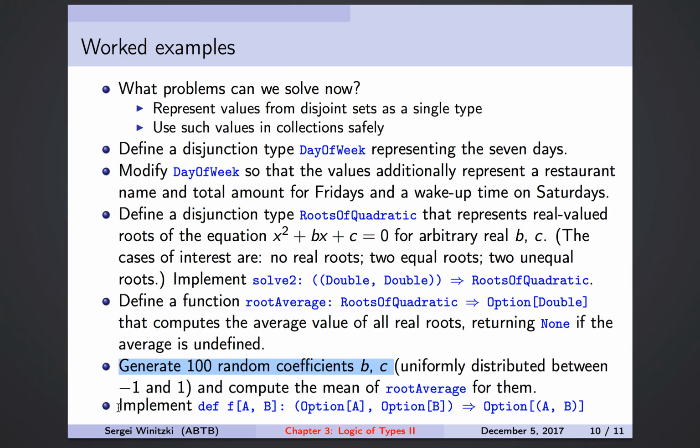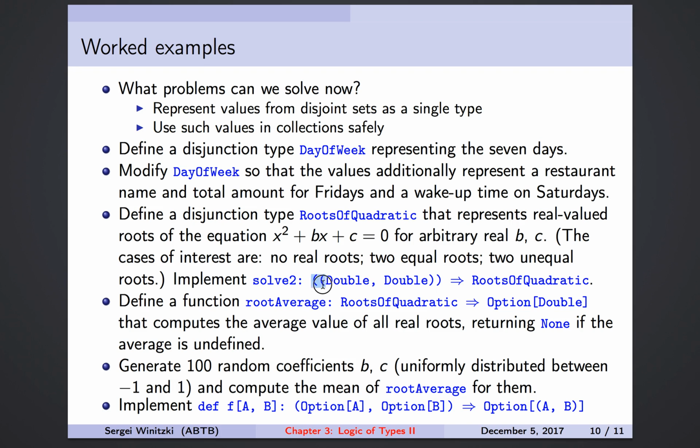The final worked example for this tutorial is slightly different. So far we have been computing things. Now we want to implement a function with a fully parametric type, which is given like this. What does this function do? It takes a tuple of two options and returns an option of a tuple. Now actually I forgot the double parentheses in this type signature. This must be double parentheses, and in my code I believe it is.